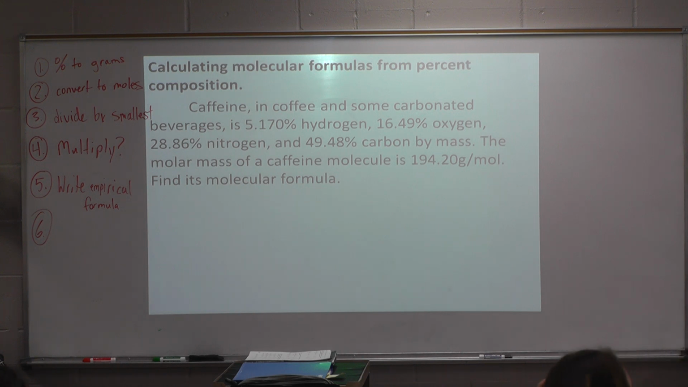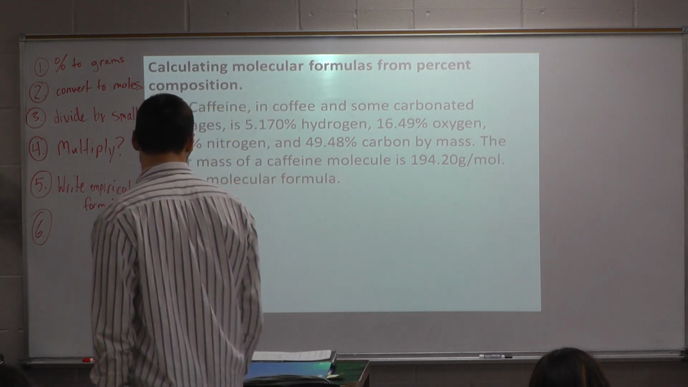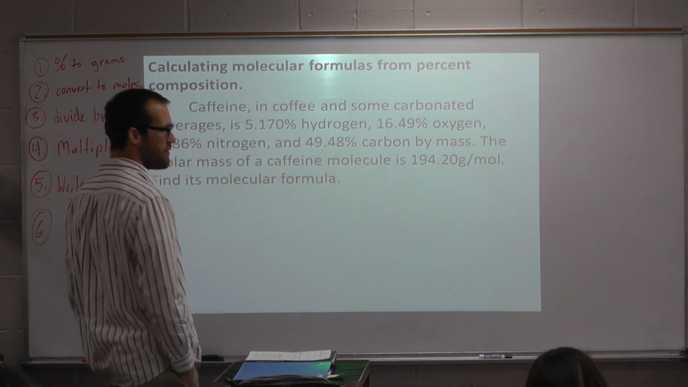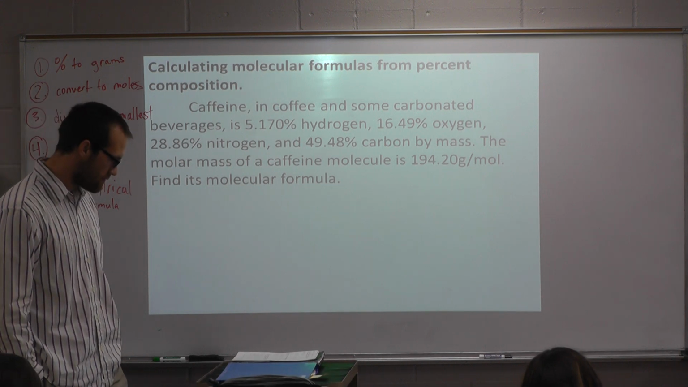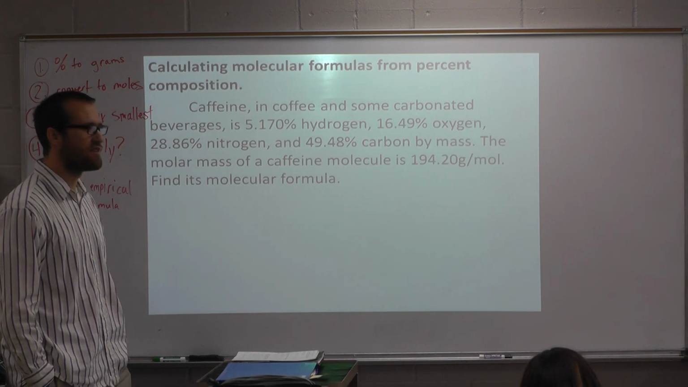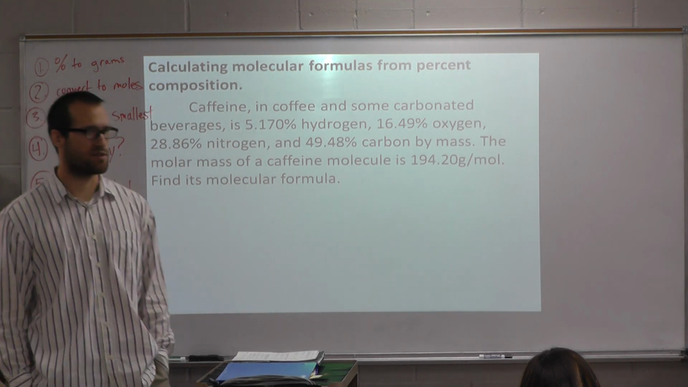You need to finish by writing your empirical formula. Now you're probably wondering, how do I write this? Like which element comes first? I'm just going to tell you now, carbon's usually first, oxygen's usually last. It usually goes by electronegativity values. So carbon, hydrogen, nitrogen, and oxygen in this situation.